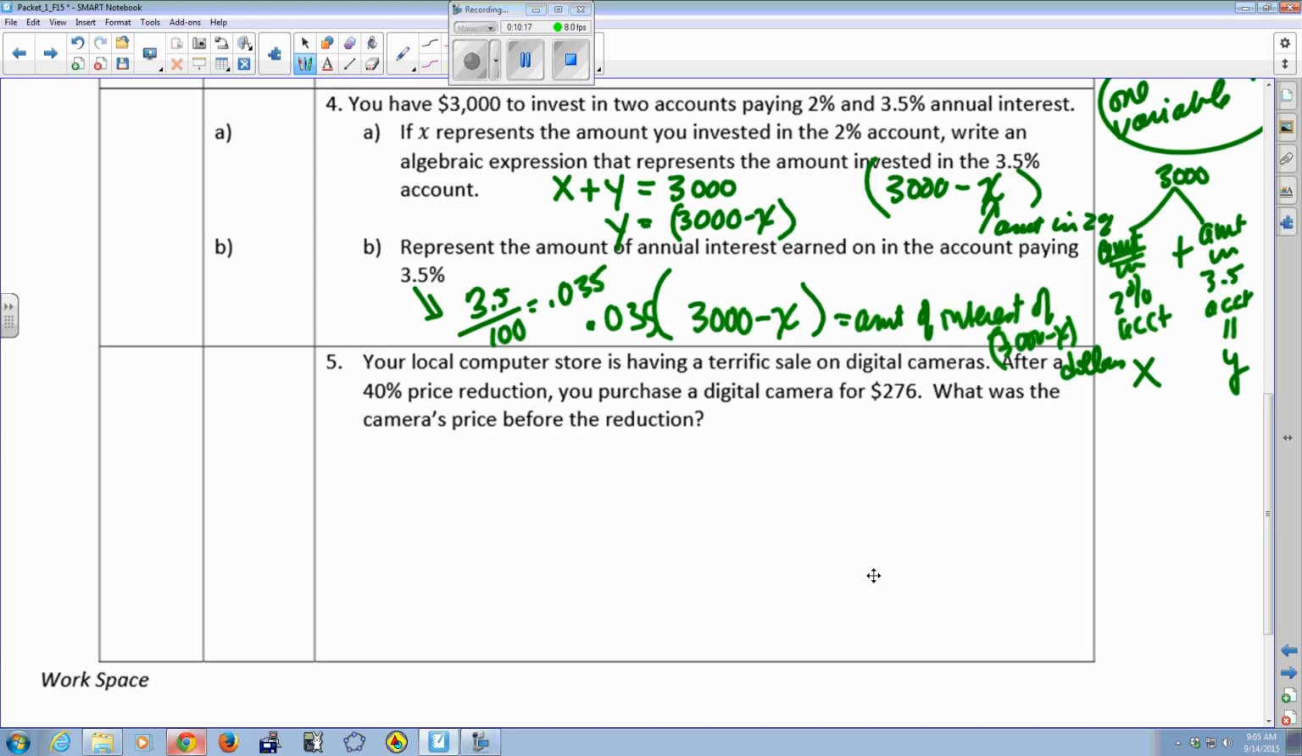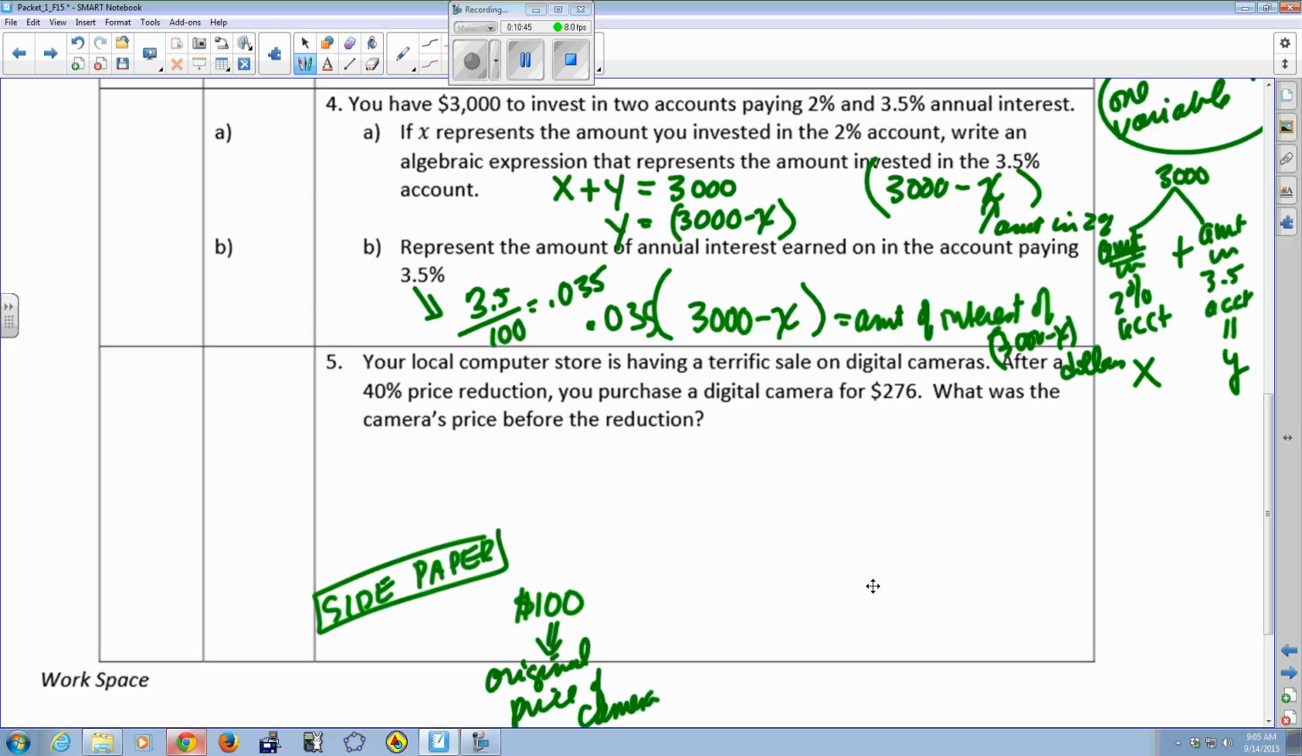So if my camera started out, so on the side of my paper, I need to think about this, all right? And I'm going to make it easy by picking numbers that are really easy to work with. So let's say I start with 100. Write down what that represents. This represents the original price of the camera, right? And then we'll go to the algebra.